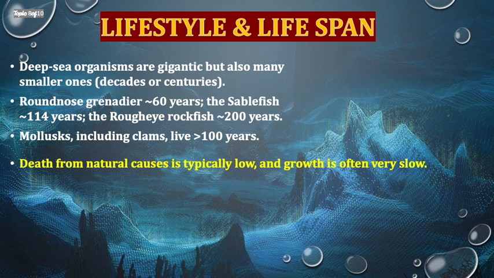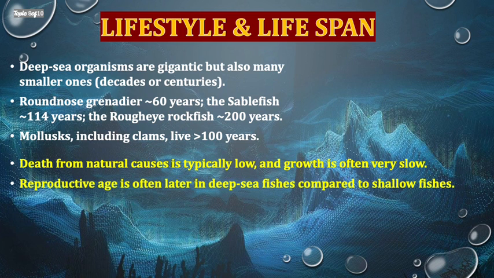The question is how they manage to do that. So, the simple answer is that mortality from natural causes in the deep sea environment is typically low, and the growth is often very slow for many animals that live in there. So, of course, because there are fewer predators that forage in this very deep part of the oceans.